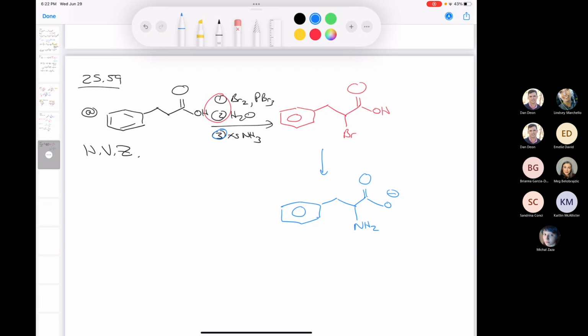There we go. All right. And could anybody identify this amino acid? This would be phenylalanine. Yep, phenylalanine. Let's try the next one, another synthesis problem.